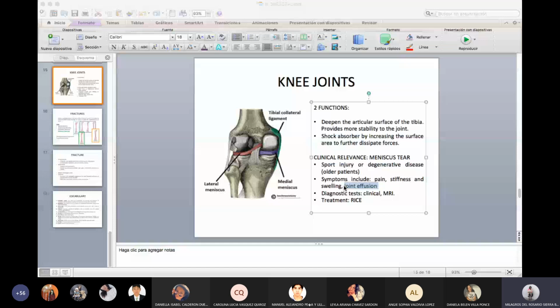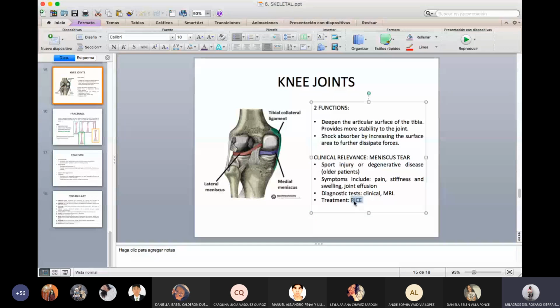Here, the diagnostic test is clinical because you see the swelling. In Spanish, for example, I think it's called, I don't remember, wait, como, signo del témpano. I think that's in Spanish. And also the diagnostic tool would be an MRI. Okay. The treatment for a meniscus tear, depending on the severity and the degree, could be RICE.